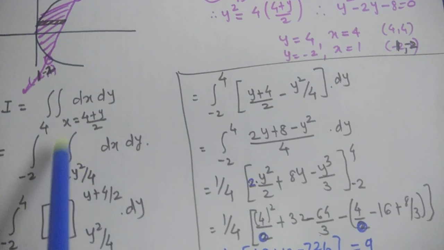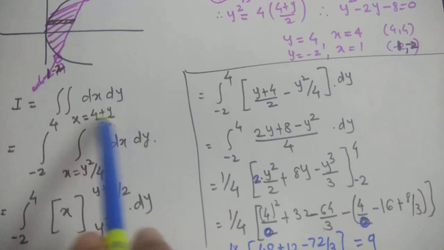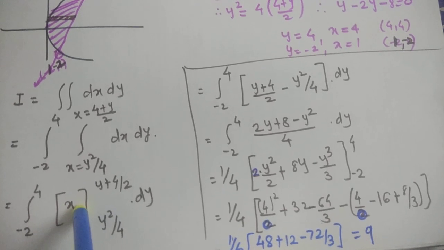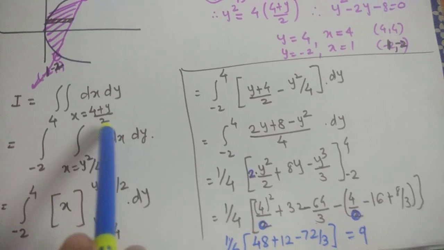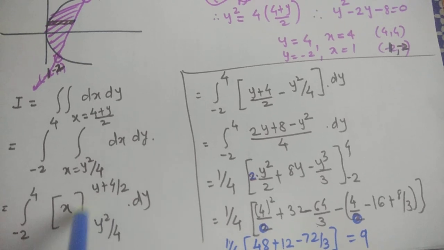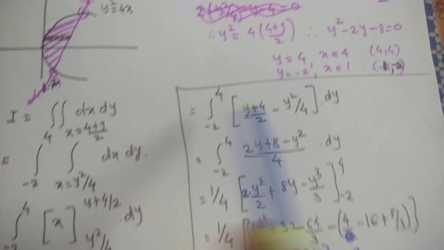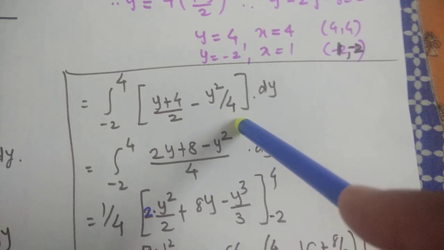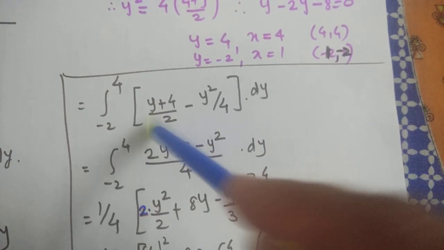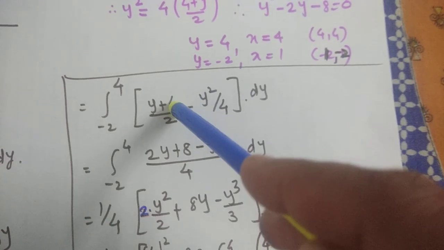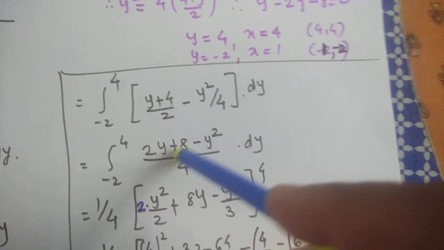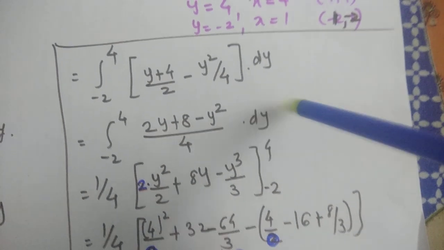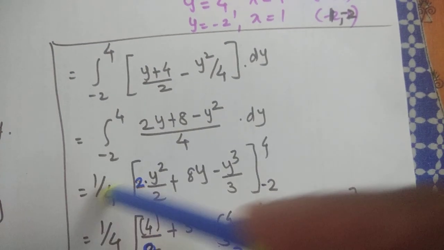Now with the limits of x in terms of y, first integrate with respect to x and then integrate with respect to y. So after integration of dx we get x, put the upper limit and lower limit, (y plus 4) upon 2 minus y square by 4. Now take the LCM, which is 4, so here you have to multiply by 2, so we have (2y plus 8 minus y square) by 4. Now integrate with respect to y. So I am taking 1 by 4 outside.